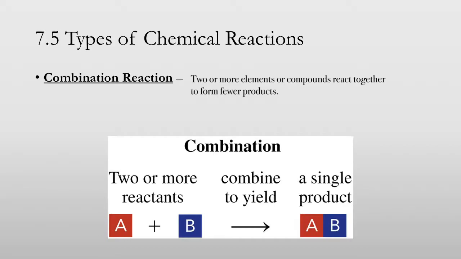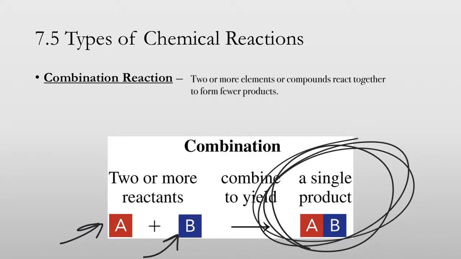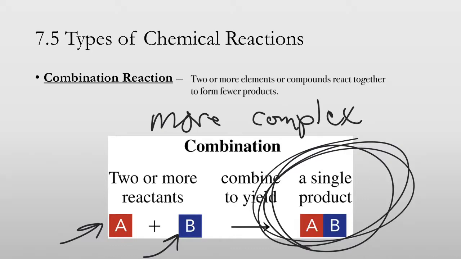The first of which is a combination reaction. In a combination reaction, 2 or more elements or compounds react together to form fewer products. Usually it'd be 2 reactants combining to make 1 product, as you can see here. So you've got one compound or element, a second compound or element, combining to make 1 product. And that product will be more complex because they've combined together, more complex than the starting materials.